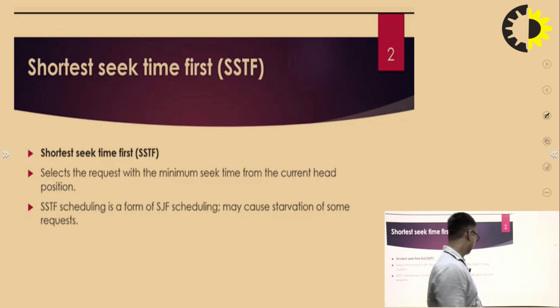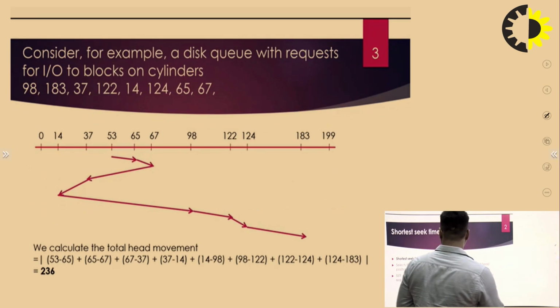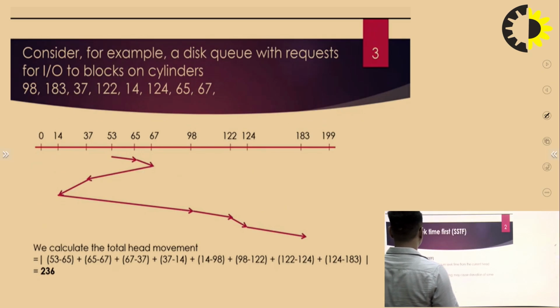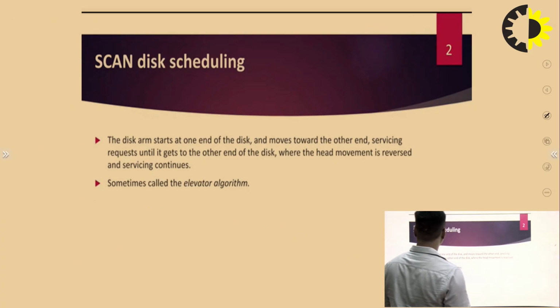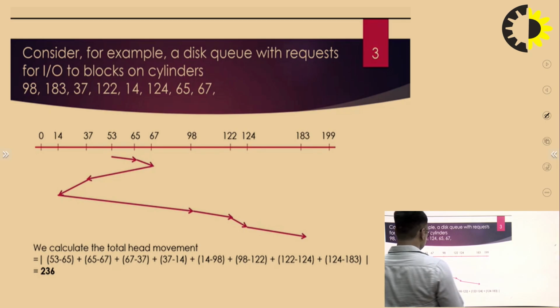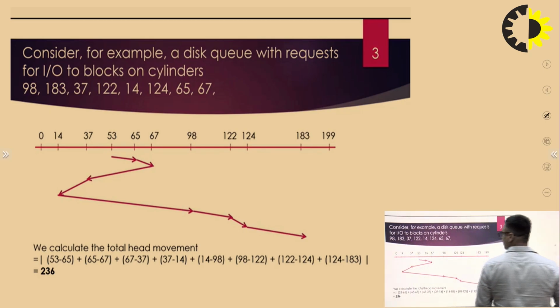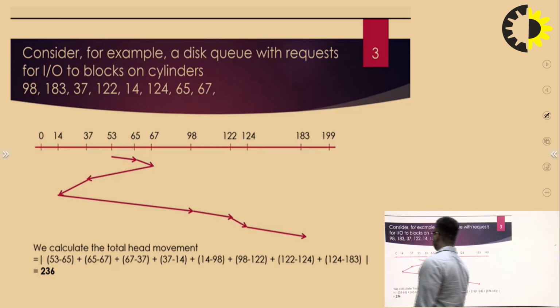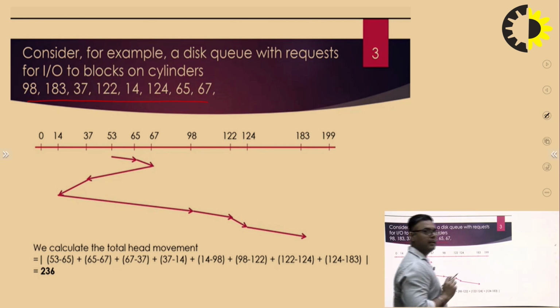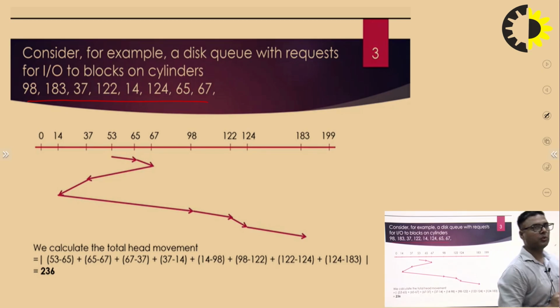Okay, next. Shortest seek time first is completed. Next is SCAN, not shortest seek time. This is an example of shortest seek time first. The question is given: 98, 183, 37, 122, 14, 124, 65, 67.